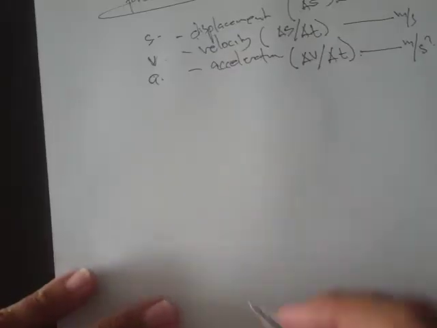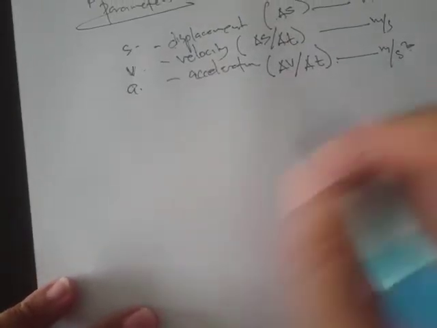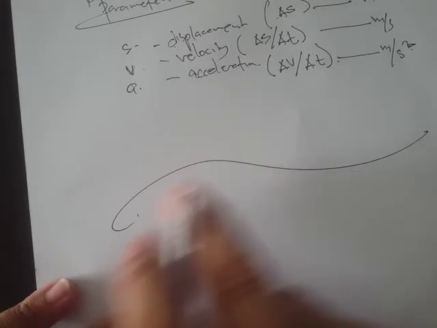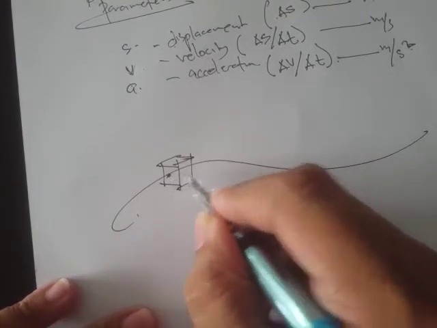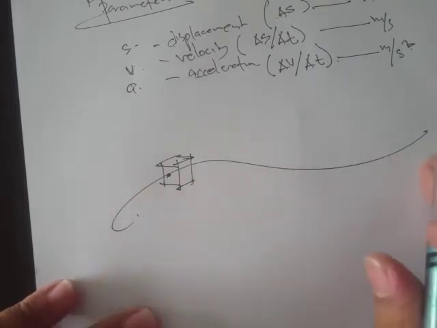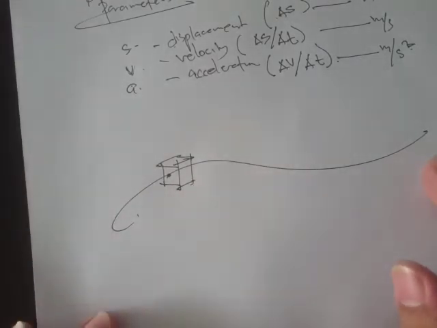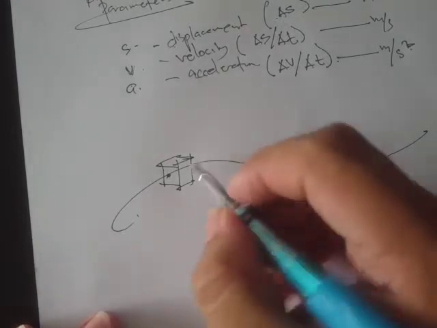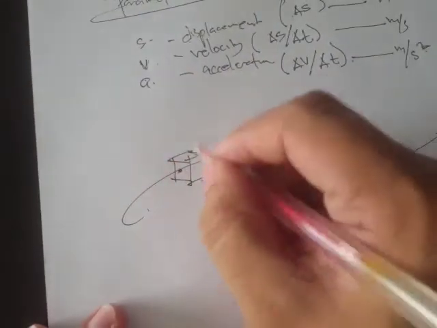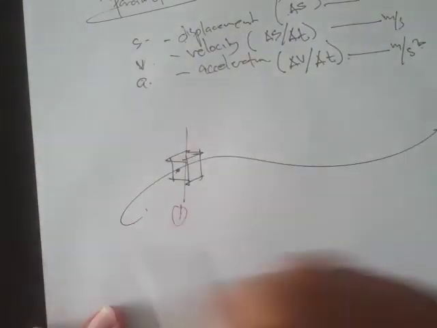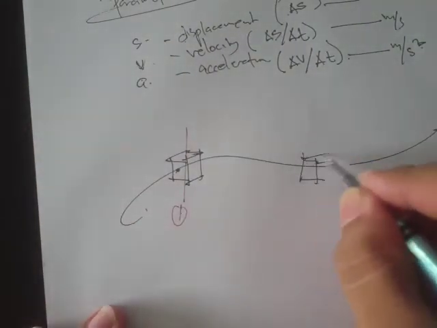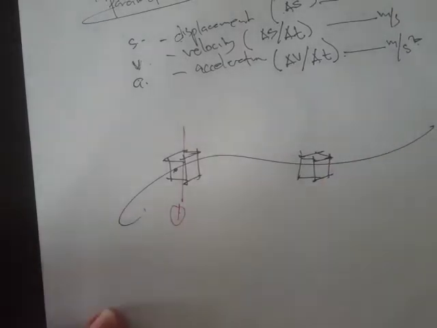And the unit for this one is meters, and this one is meters per second, and this one is meters per second squared. Okay, so for example, we have a path line for a fluid element, and let's say this fluid is traversing this path, and let's say this is our point 1. So after some time, the position changes, and let's say the fluid is right here at point 2.